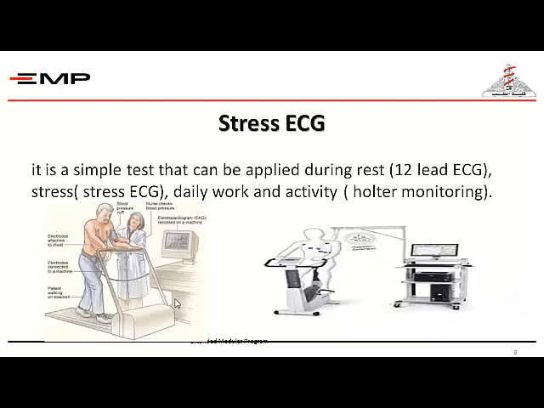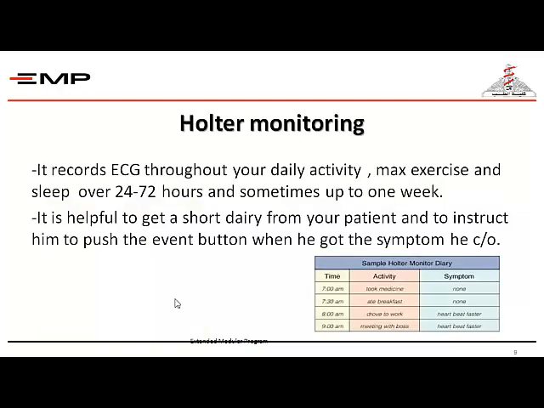This is an image of the stress ECG. It's a simple test that can be applied. This is the stress ECG, where the patient is on the treadmill in the left image or on the bicycle in the right image, and the ECG is recorded at rest, during peak exercise, and at the recovery stage, where myocardial ischemia or exercise-induced arrhythmia can be recorded and identified.